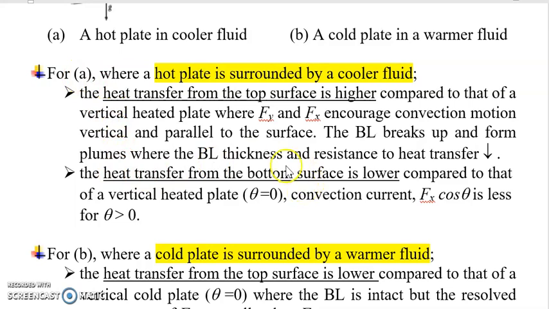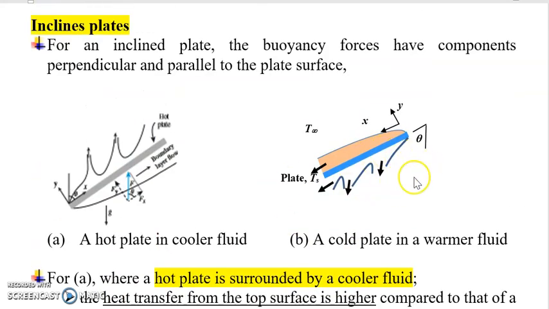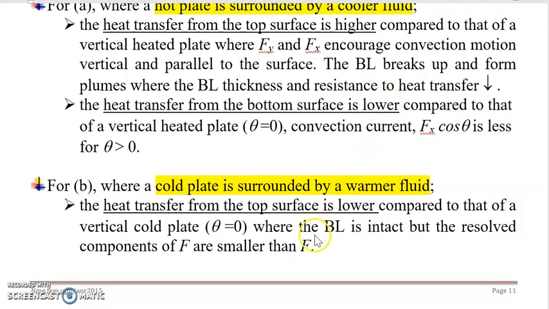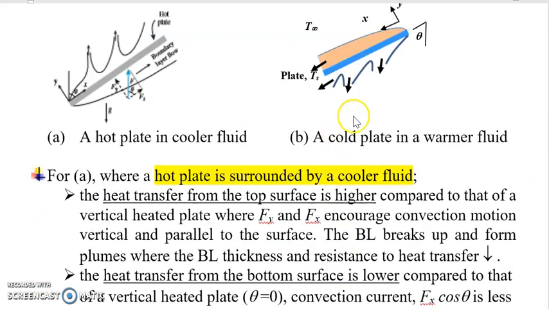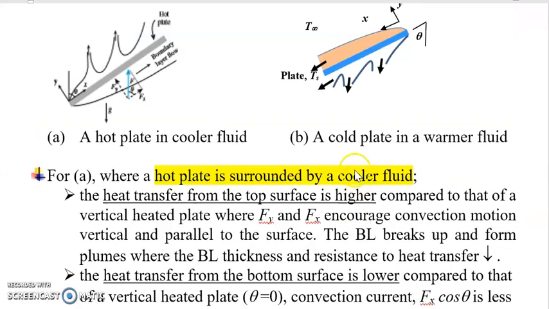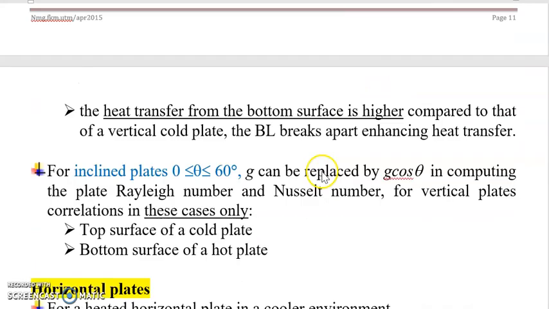For case B, where a cold plate is surrounded by a warmer fluid, now the boundary layer is stable above the cold plate, but it is not below. The heat transfer from the top surface is lower compared to that of a vertical cold plate. As I said, because the boundary layer is intact, it's the opposite of this. Whereas at the bottom, the heat transfer is higher compared to that of a vertical cold plate, because as the boundary layer is broken up, there is better mixing, better heat transfer.